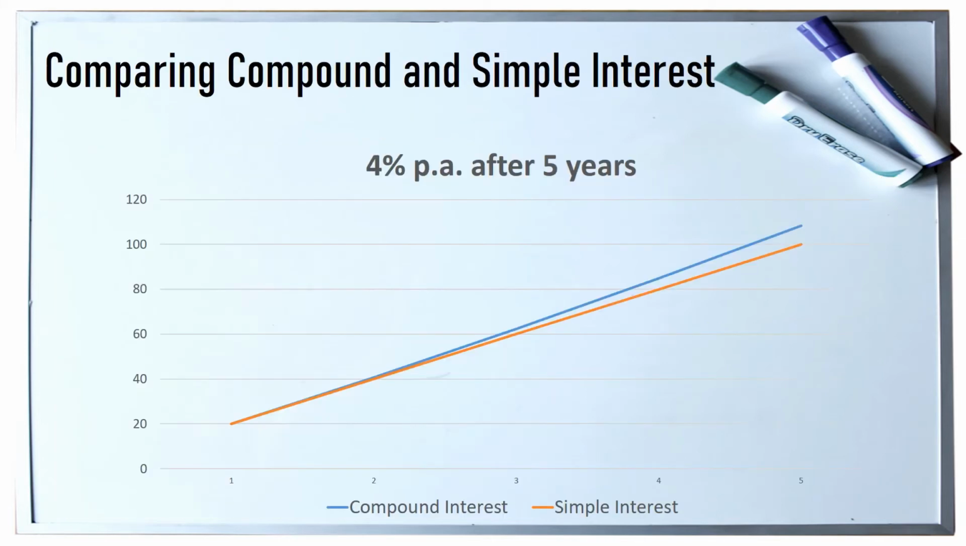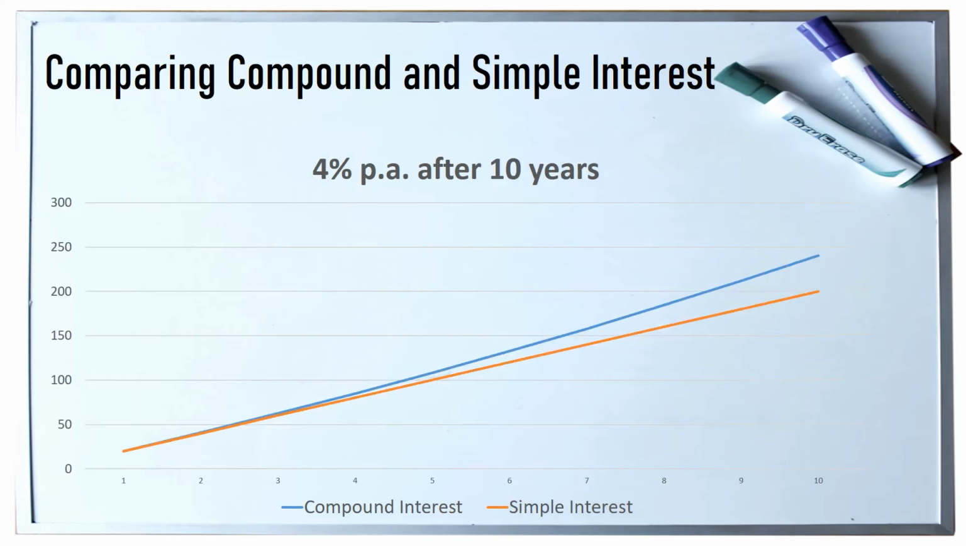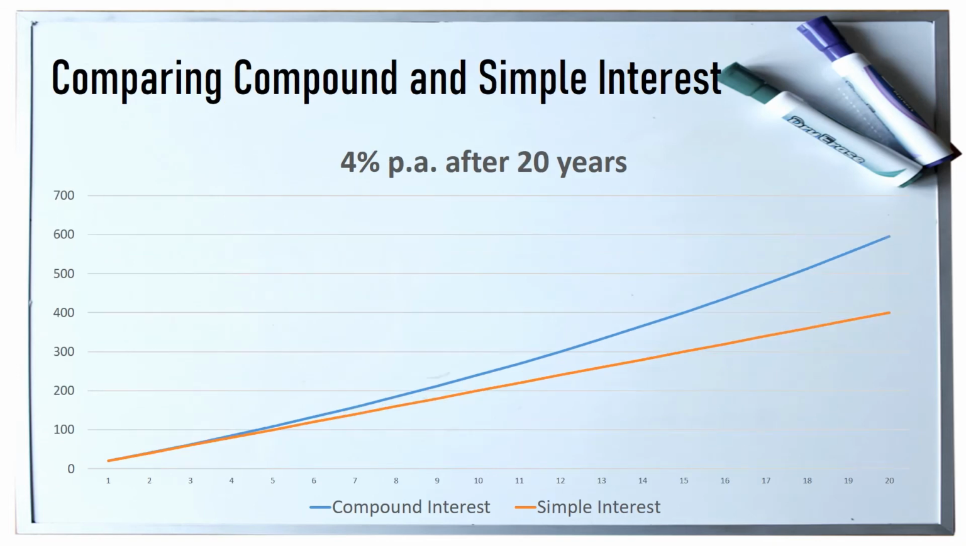We can see this graphically when we compare compound and simple interest. The blue line is compound interest, the orange line is simple interest. We can see that at the beginning there's not much difference between the two, but after time it starts to grow. After 10 years, the gap between compound and simple interest is further widened. We can see that compound interest line starting to curve up. After 20 years, the gap has become more pronounced again.